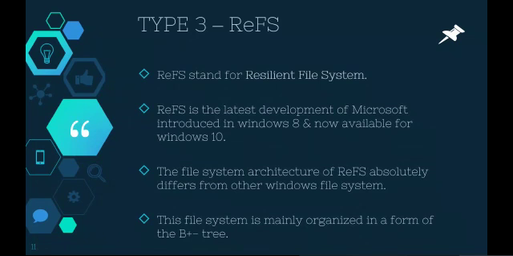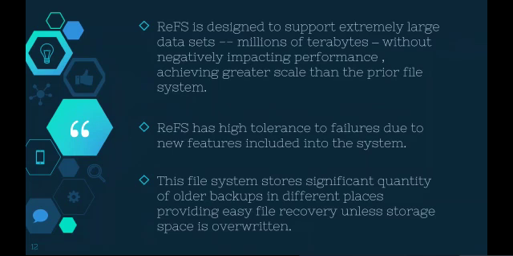This file system is mainly organized in the form of B plus trees. REFS is designed to support extremely large data sets that are in millions of terabytes without negatively impacting performance, achieving greater scales than the prior file system. It has high tolerance to failure due to new features included in the system. This file system stores a significant quantity of older backups in different places, providing easy file recovery unless storage space is overwritten. Now moving on to the pie graph.